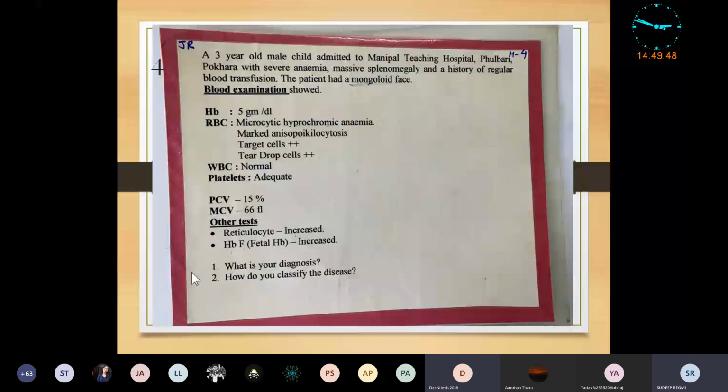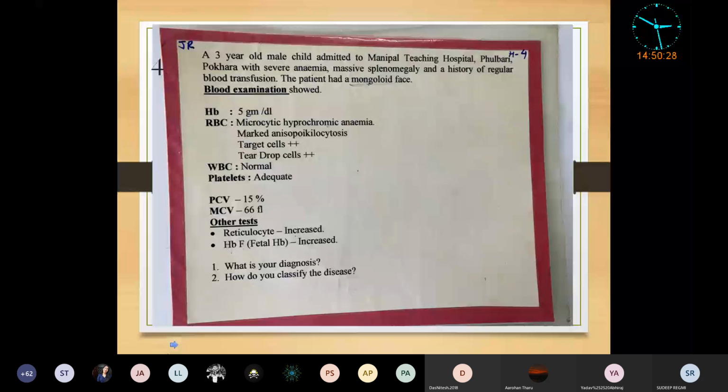Fetal hemoglobin is increased. Very good. There is a history of regular blood transfusion needed in the thalassemia. Okay, one is this. And target cells, teardrop cells, microcytic. More than teardrop cells, I would say target cells. If it is a microcytic hypochromic anemia with many target cells and clinical features indicating some hemoglobinopathy, then it is more likely a thalassemia with this fetal hemoglobin increased.